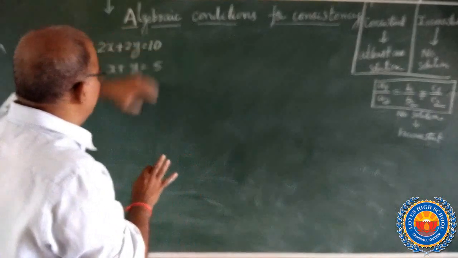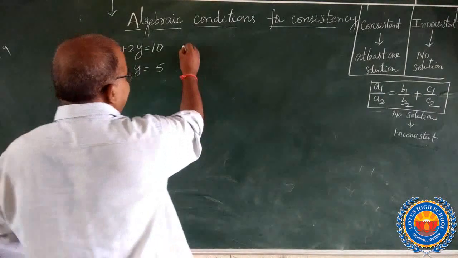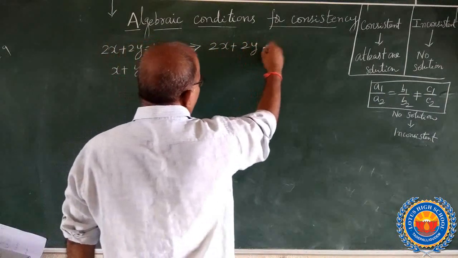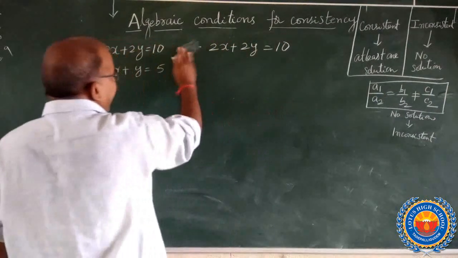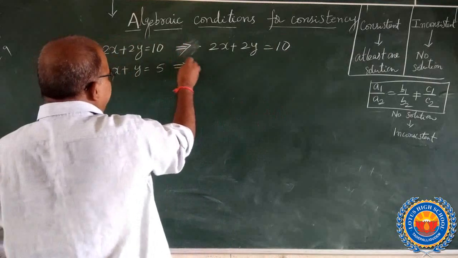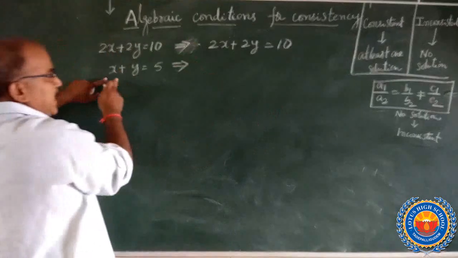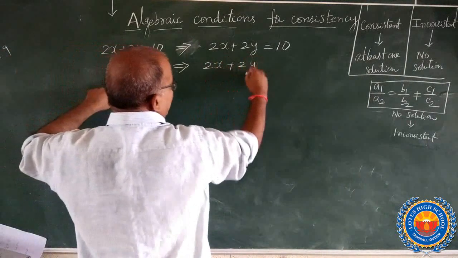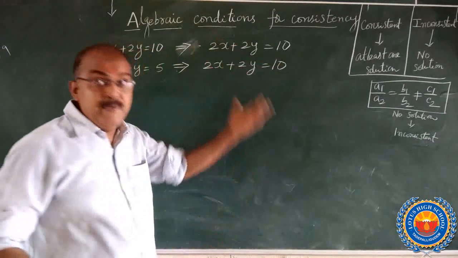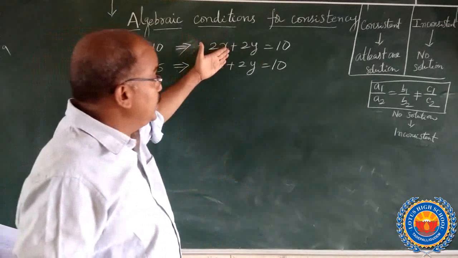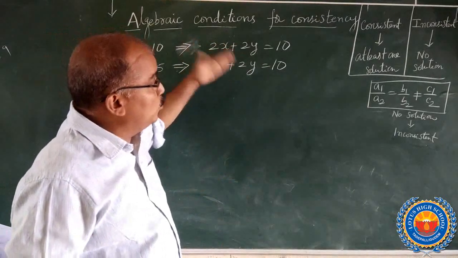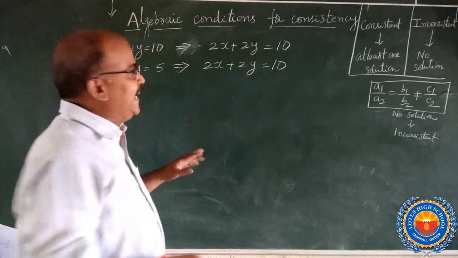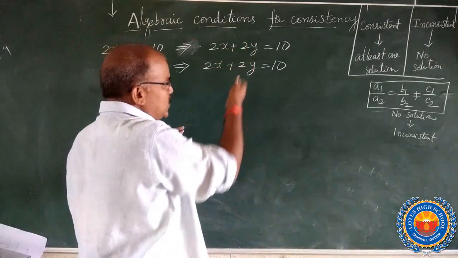2x plus 2y is equal to 10, x plus y is equal to 5. I can multiply by 2 on both sides of the second equation. That's why this is also 2x plus 2y is equal to 10. So I got the same equations. Both are same: 2x plus 2y is equal to 10 and 2x plus 2y is equal to 10.